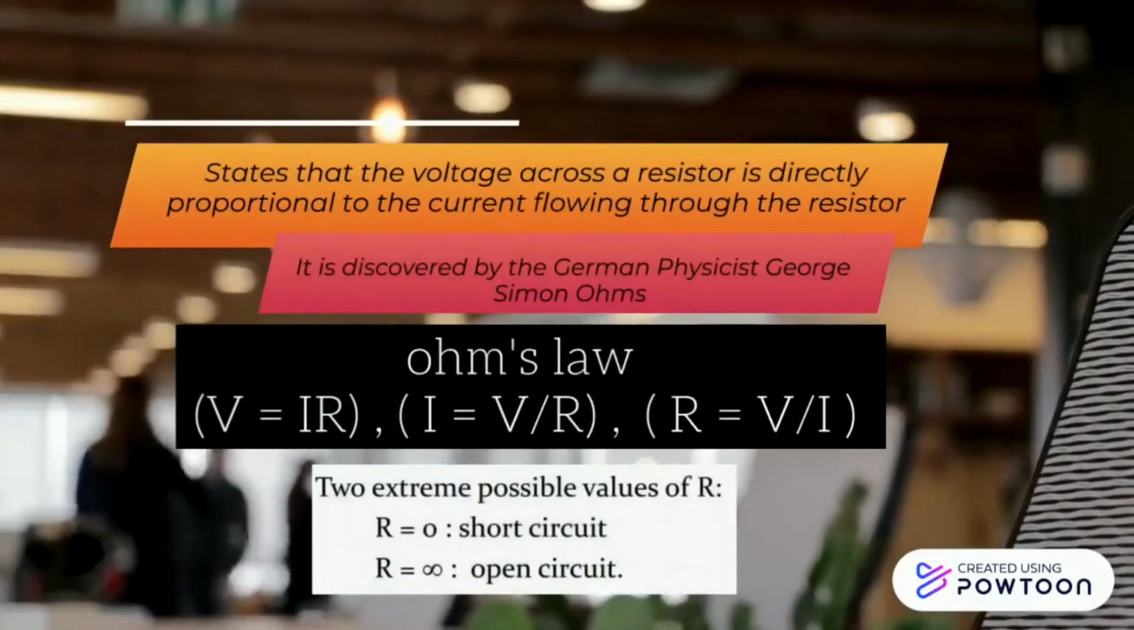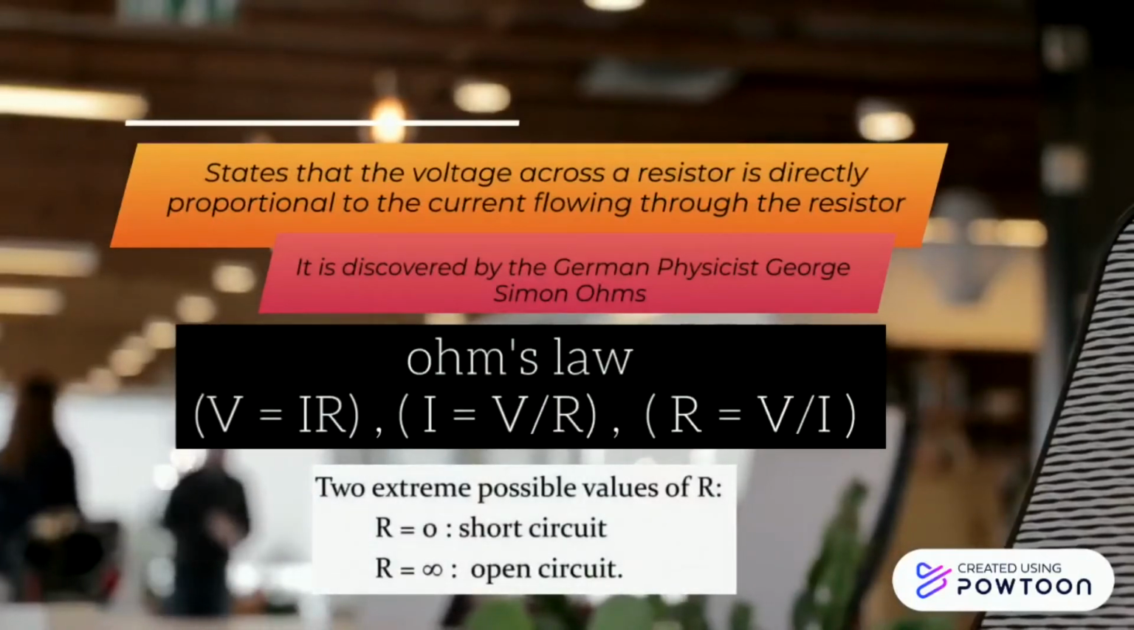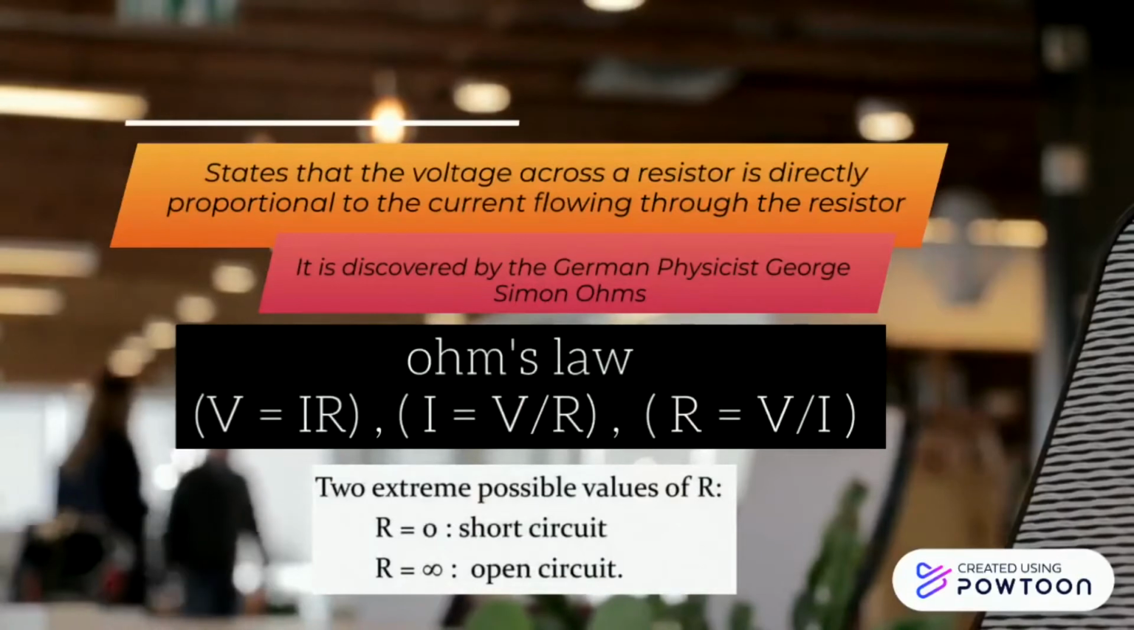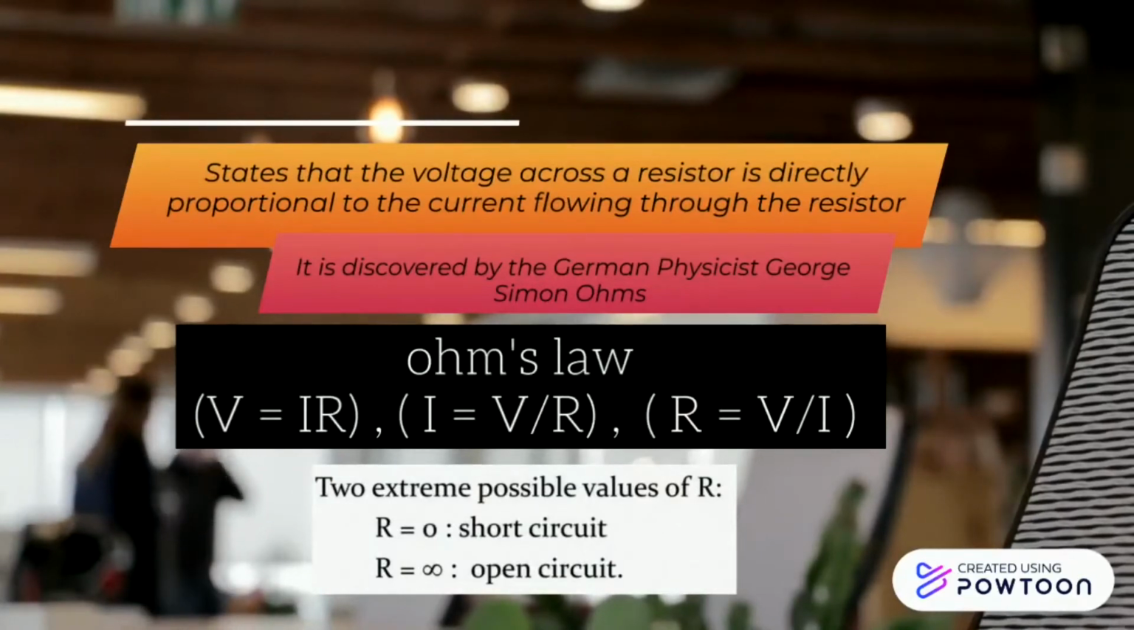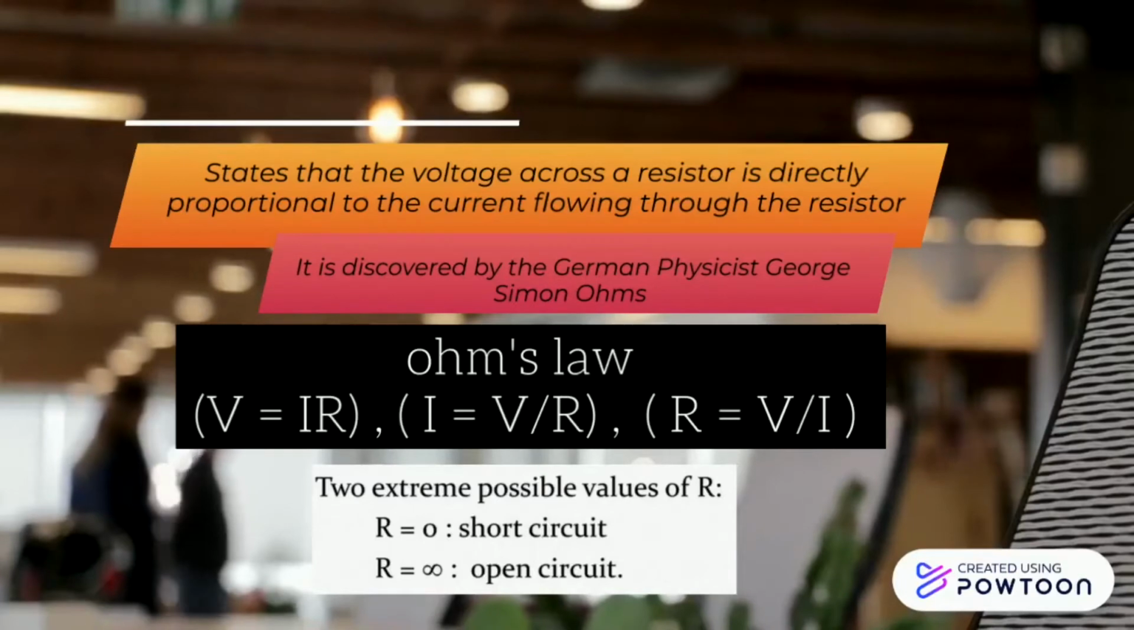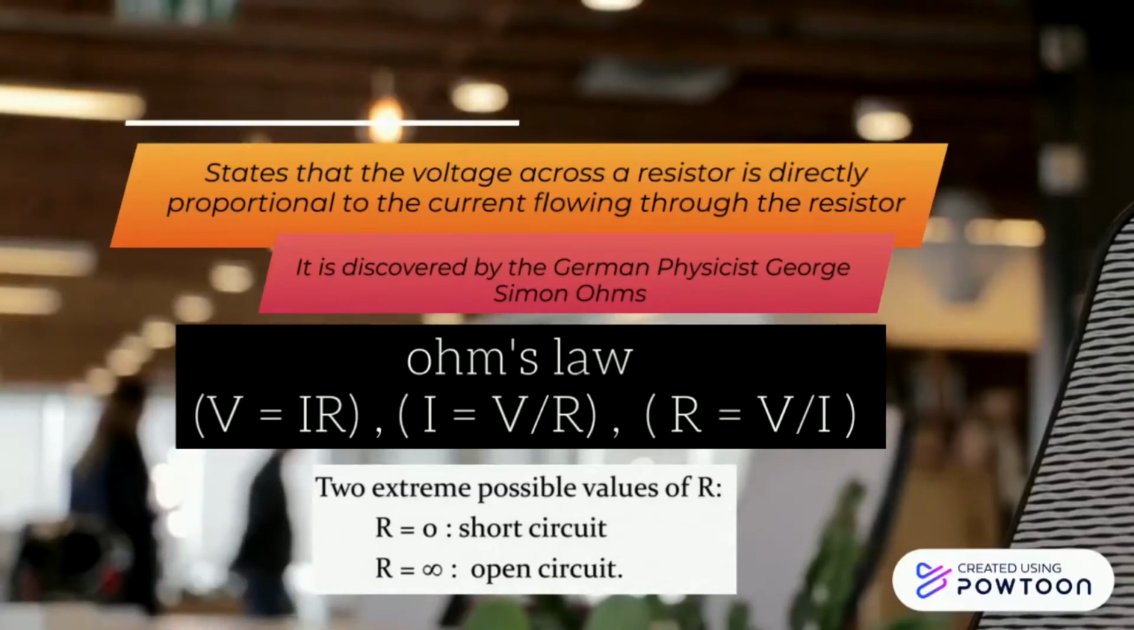Ohm's law states that the voltage across a resistor is directly proportional to the current flowing through the resistor. The formula of Ohm's law is voltage equals current multiplied by resistance. Current is voltage divided by resistance, and resistance is voltage divided by current. Two extreme possible values of resistance are short circuit and open circuit.